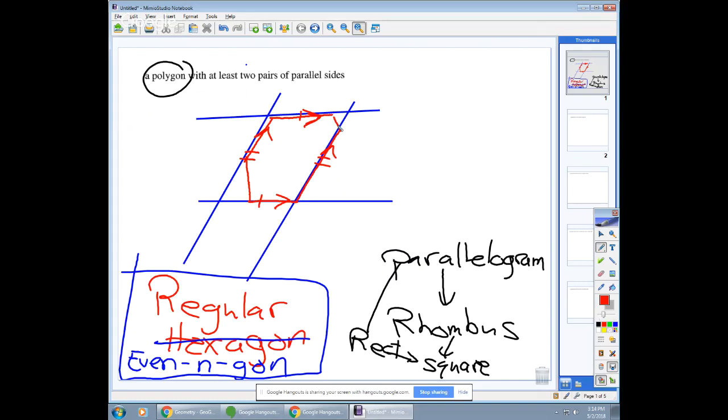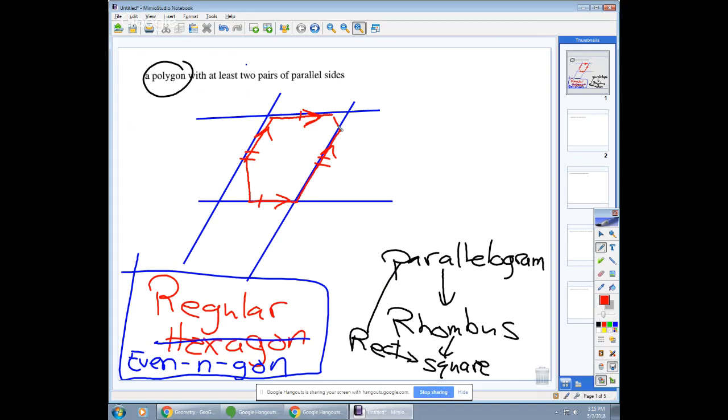But we found some named polygons that work: a parallelogram, a rhombus, a rectangle, a square, any regular even n-gon. And then there are all kinds of other crazy shapes that will work. Is that a hexagon, just not a regular hexagon? That is an irregular hexagon, because it has six sides. And I could have thrown in more sides.